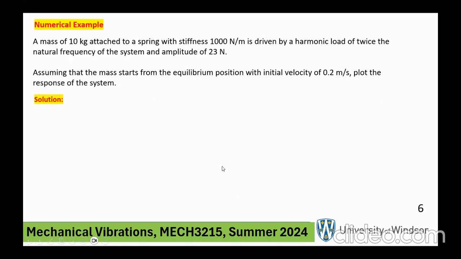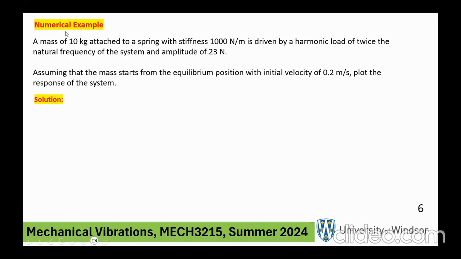Let's do an example. We have a 10 kilogram mass attached to a spring with a given stiffness, and it's being driven by a harmonic force whose frequency is twice the natural frequency and an amplitude of 23 newtons. So let's see what it says. Assuming that the mass starts from equilibrium position with initial velocity 0.2 meter per second, get the solution and plot the response.